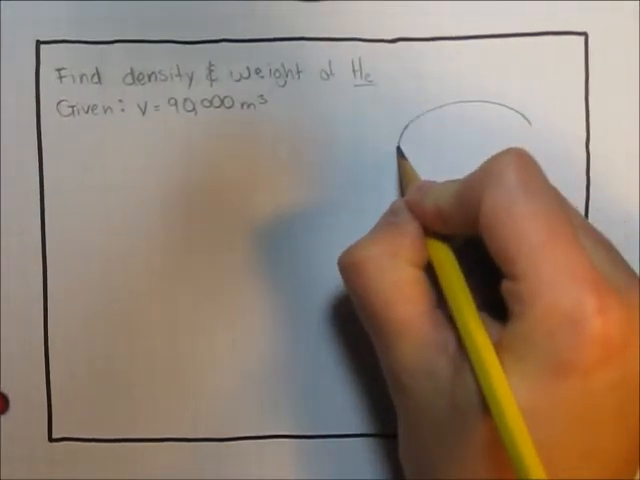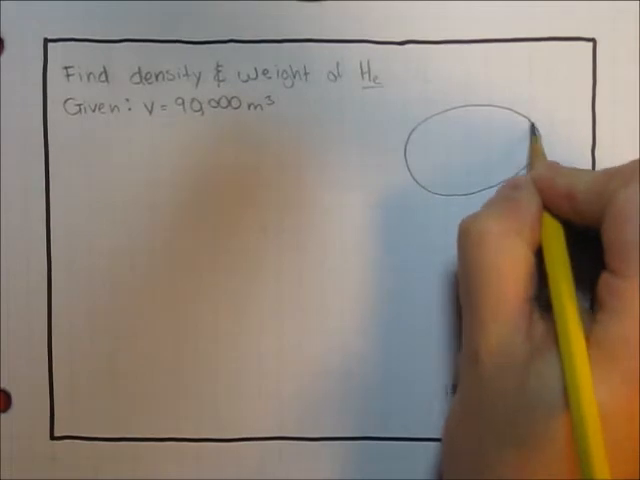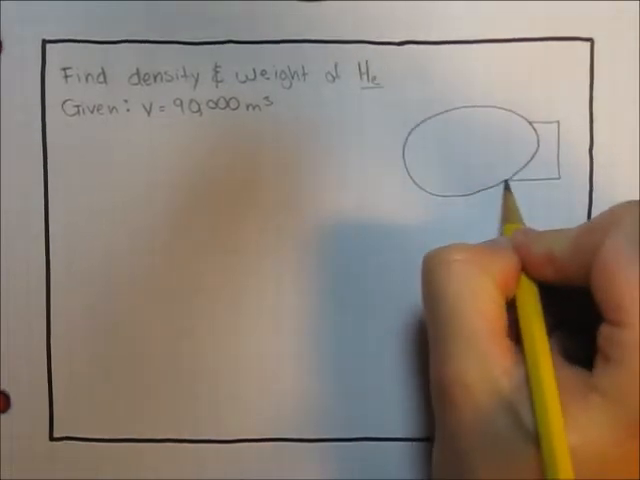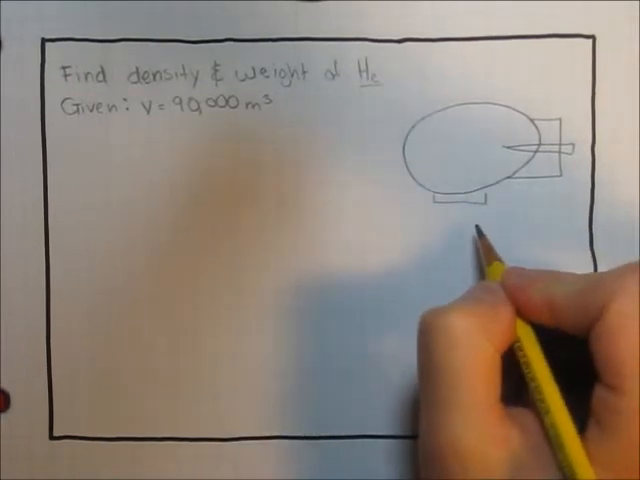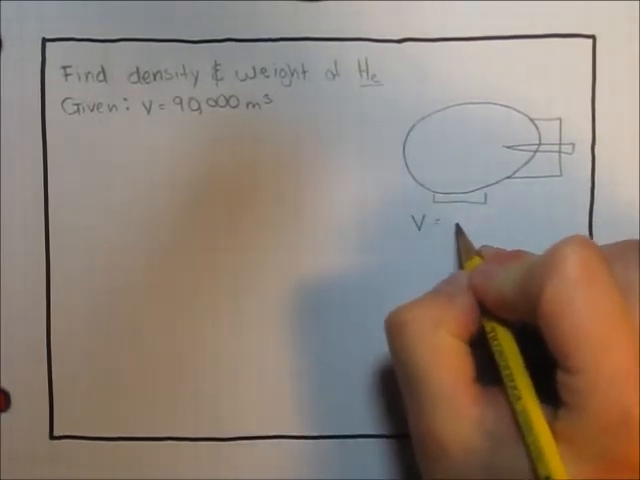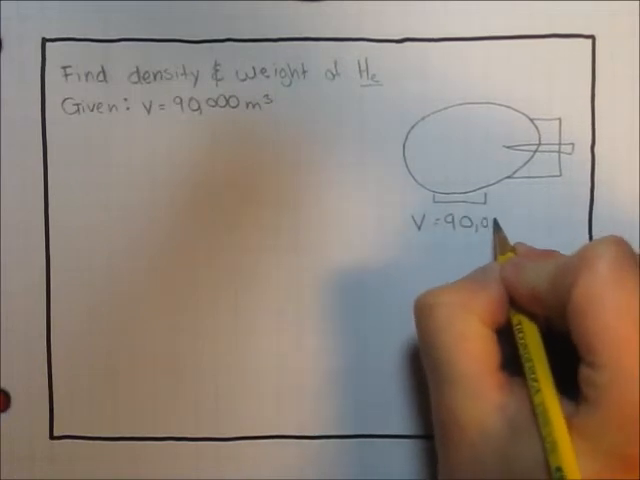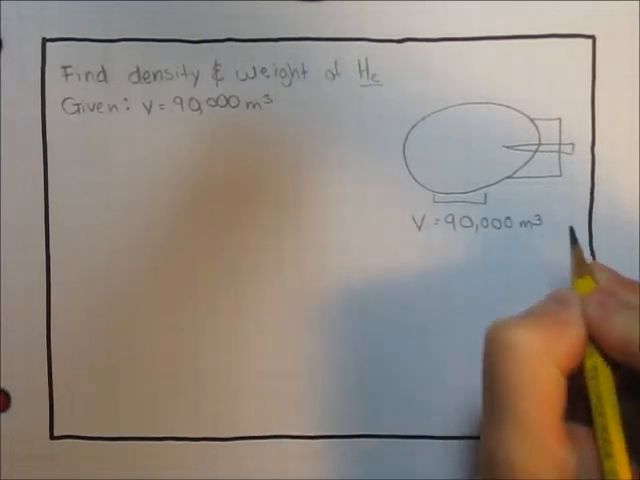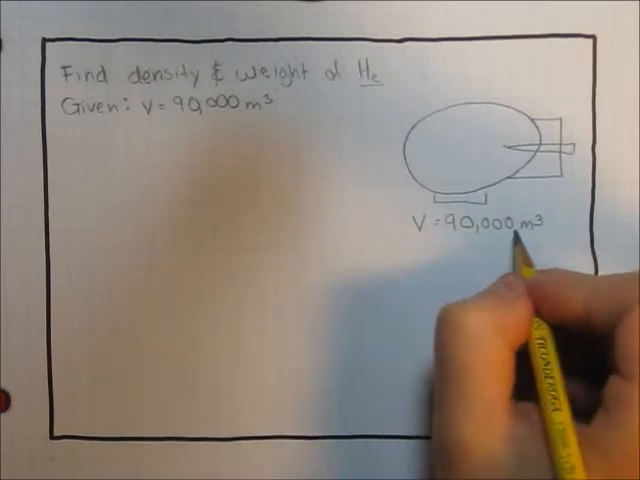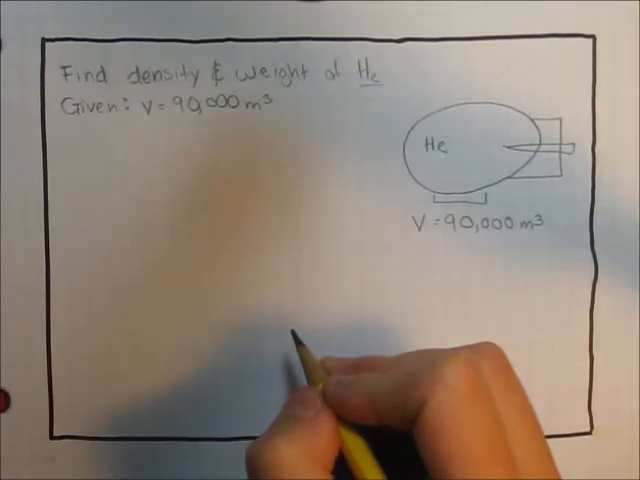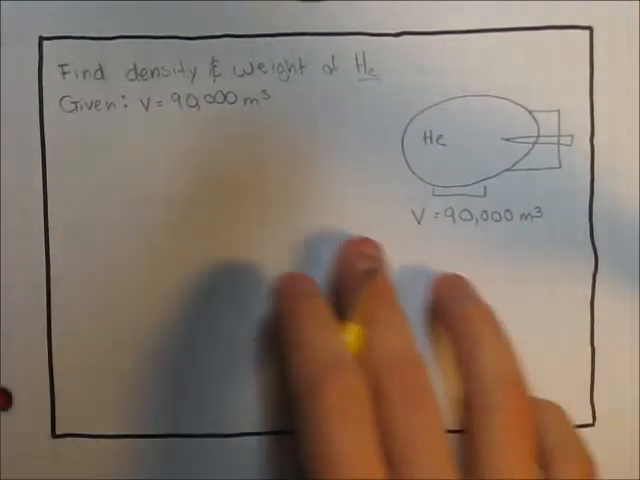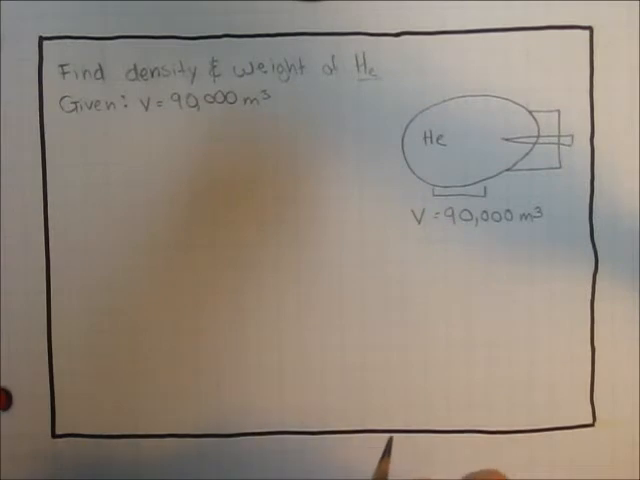So here's my attempt at a dirigible. Kind of look like that. Little tail. Maybe something like this. Our volume, remember, is going to be 90,000. It's okay to write things a couple times. Just make sure you write them with the right numbers. We can label the inside as having helium. And it's simple, it's to the point, it shows what we're trying to find, and it's going to allow us to keep track of what's going on.